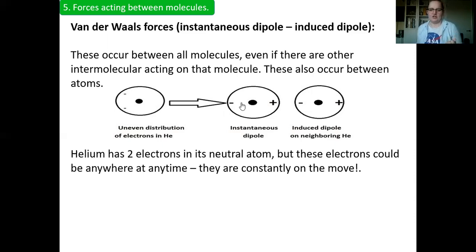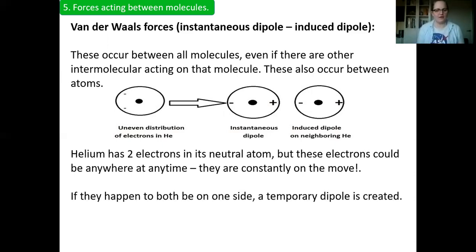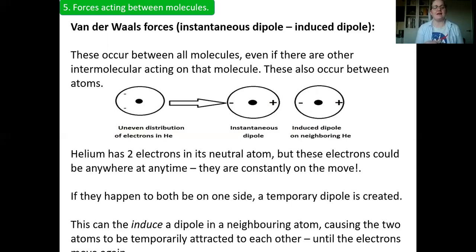If in this direction, we would call it an instantaneous dipole, and this side is an induced dipole on the neighbouring atom. So if they happen to both be on one side, a temporary dipole is created. This can then induce a dipole in a neighbouring atom, causing the two atoms to be temporarily attracted to each other until the electrons move again.